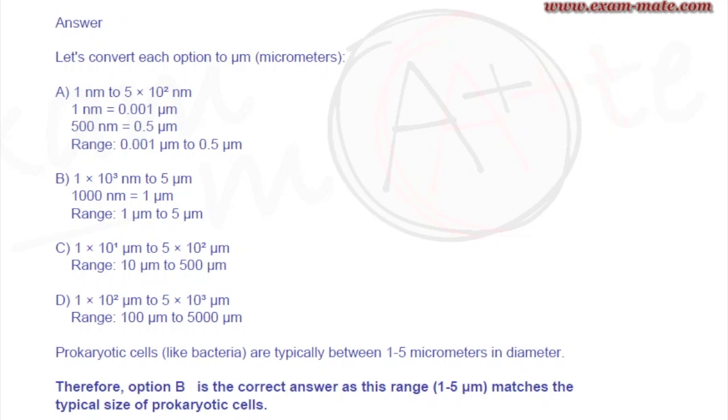C. 1 times 10 superscript 1 μm to 5 times 10 superscript 2 μm. Range, 10 micrometers to 500 micrometers. D. 1 times 10 superscript 2 μm to 5 times 10 superscript 3 μm. Range, 100 micrometers to 5000 micrometers. Prokaryotic cells, like bacteria, are typically between 1 to 5 micrometers in diameter. Therefore, option B is the correct answer as this range, 1 to 5 micrometers, matches the typical size of prokaryotic cells.